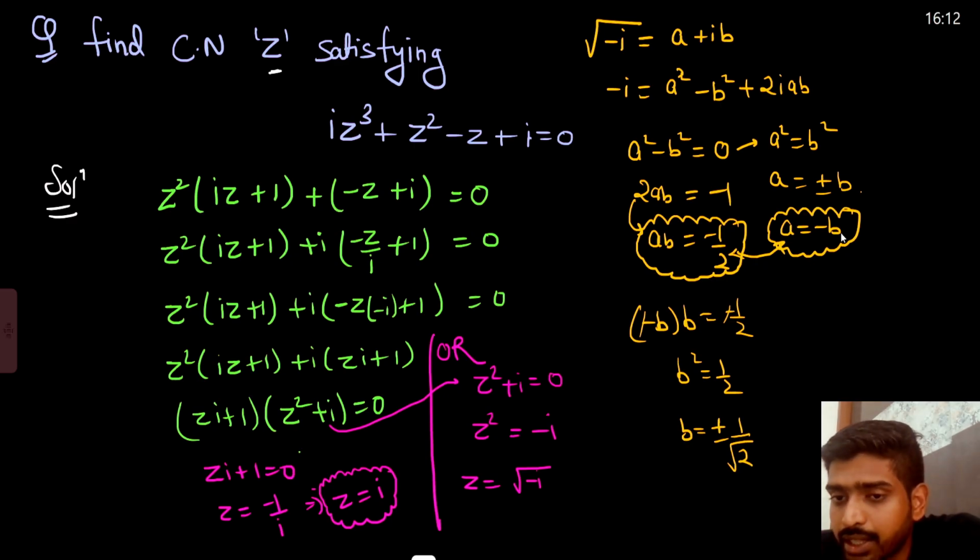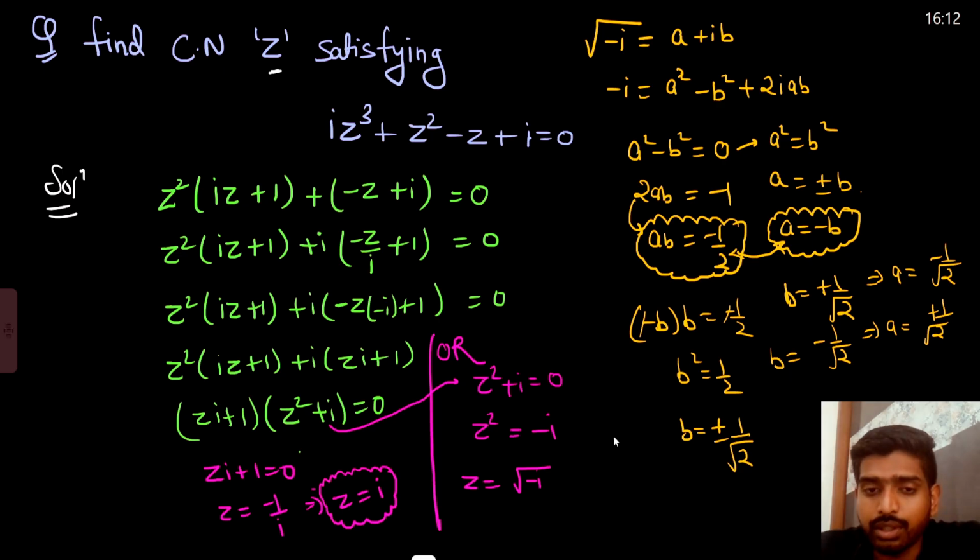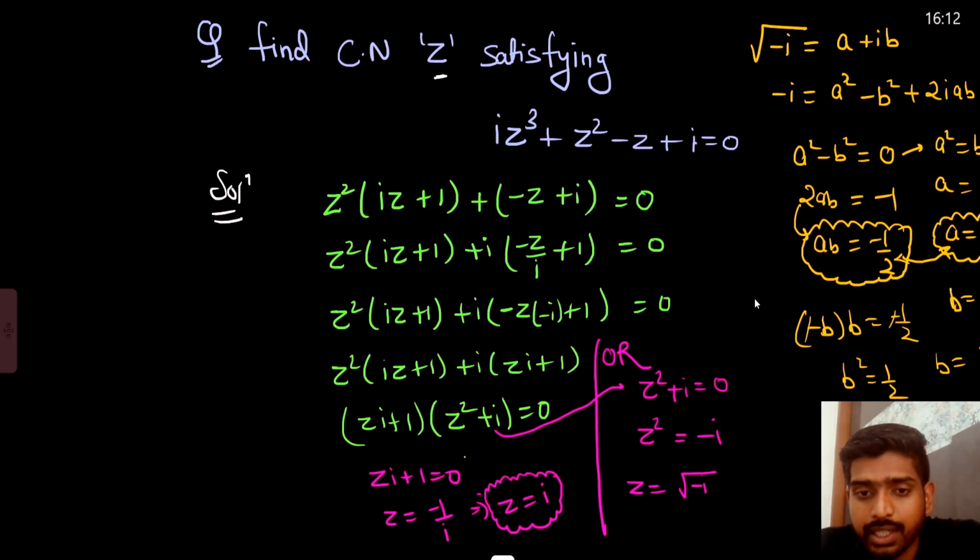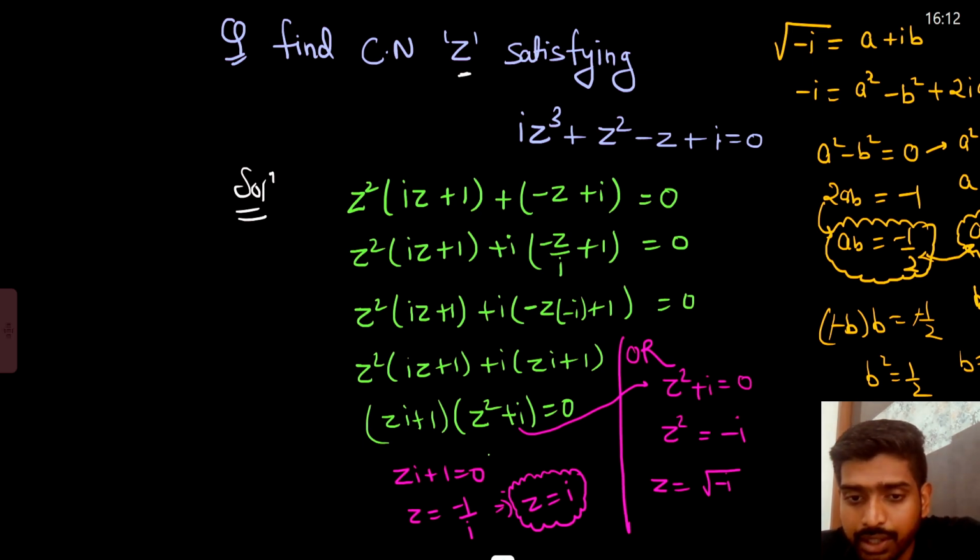And what is a? A is nothing but minus of b. So when b is plus 1 by root 2, at that time my a value will be minus 1 by root 2. Understood? And when b is minus 1 by root 2, my a value at that time will be plus 1 by root 2. Got it? So the complex number z, the required complex number z, first solution we got this one, right?